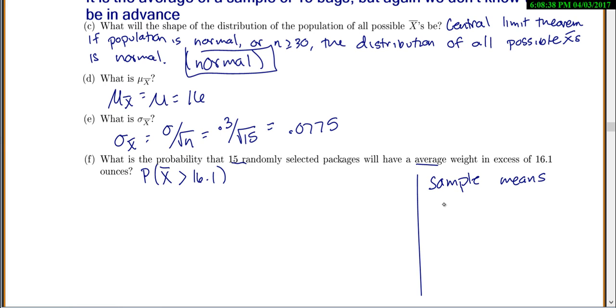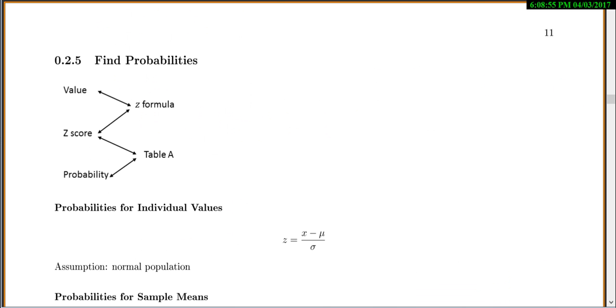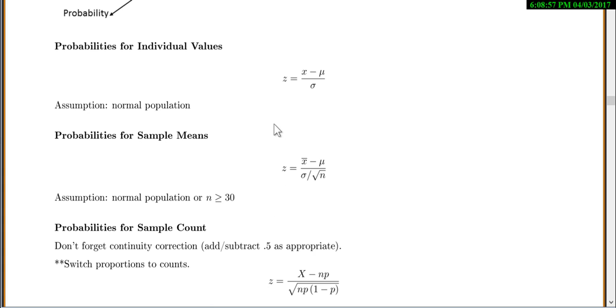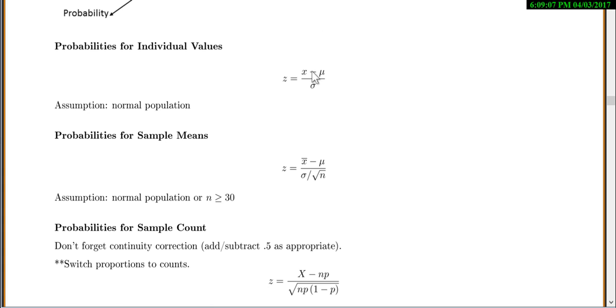So anytime you're trying to find a probability, you have to standardize. But if you're talking about sample means, make sure you use the formula that has an X bar in it. So we have X bar minus mu over sigma over square root of n. And so if you go up several pages to where we have all of the formulas, notice that there's 3 different formulas. There's formulas for individual values, formulas for sample means, and formulas for if you're doing counts or proportions. If you're interested in a probability for sample mean, make sure you pick the one that has an X bar.